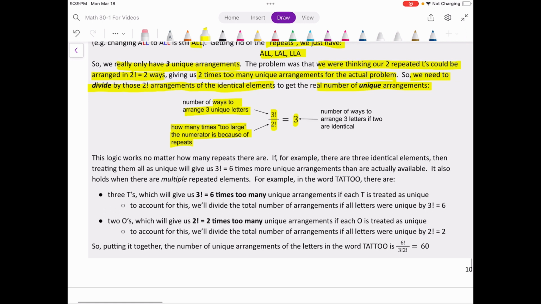Now, this logic works no matter how many repeats there are, because if we have identical elements, then always included in our n factorial is going to be all the ways where we just switched around those identical elements, which doesn't actually give us new, unique arrangements of the letters, right? So if, for example, there are 3 identical elements, then treating them all as unique will give us 3 factorial, or 6 times more unique arrangements than are actually available, right?